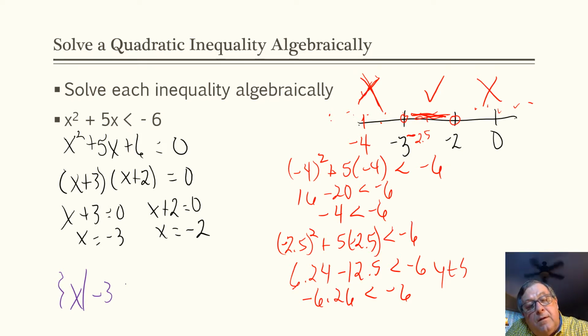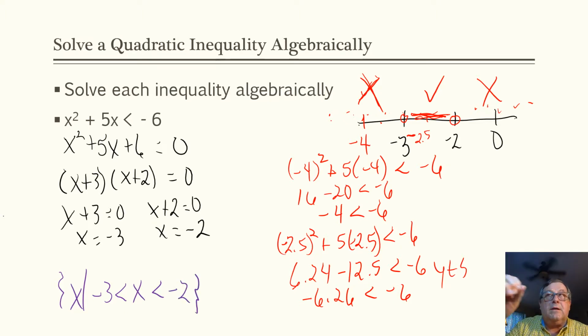is less than x. X is greater than -3. And then x is less than -2. And you can see that's an and statement. Less than, and, less than, and. Catch what I'm doing right there.